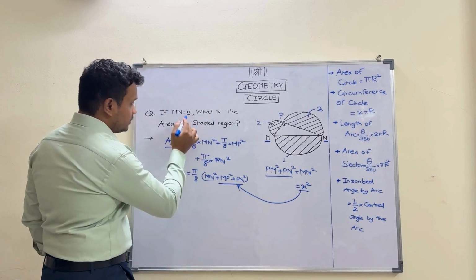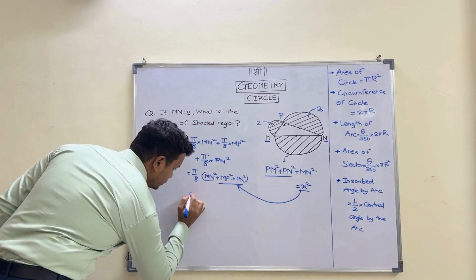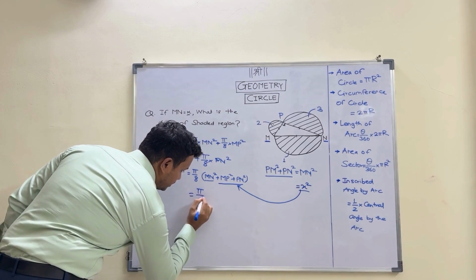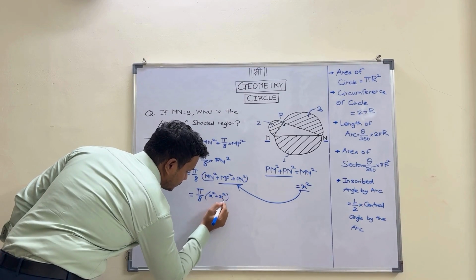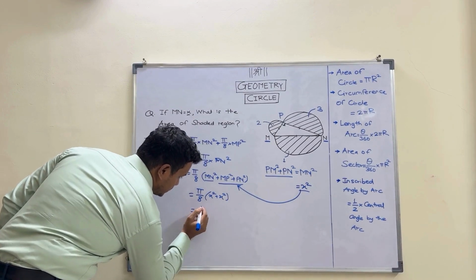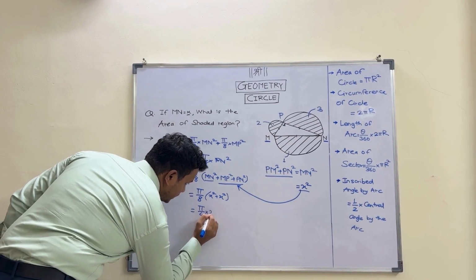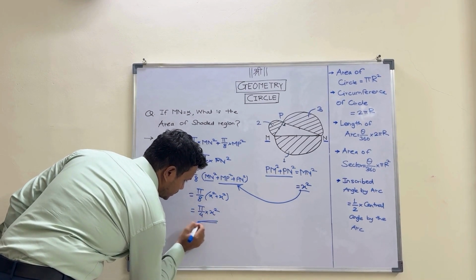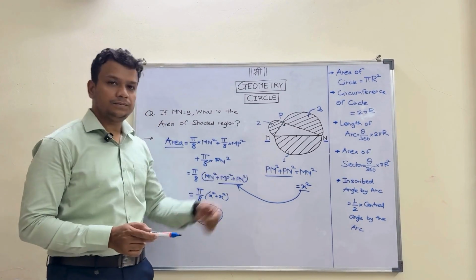Mn, I know Mn value is x, correct? So Mn I'll put x square and this value is x square. So what will be my final answer? It will be pi by 8 into x square plus x square. So I simplify this, I'll get pi by 4 into x square, correct? So this is my final answer and the area of the shaded region.